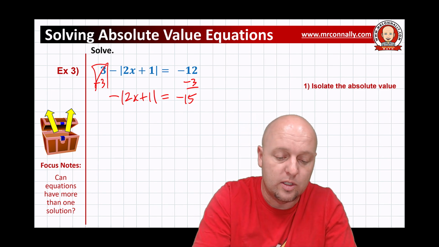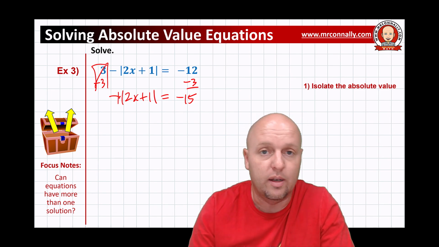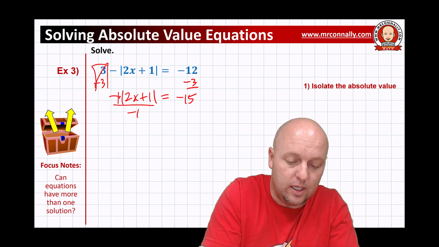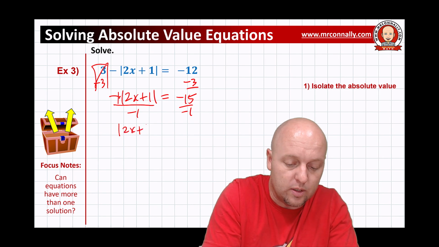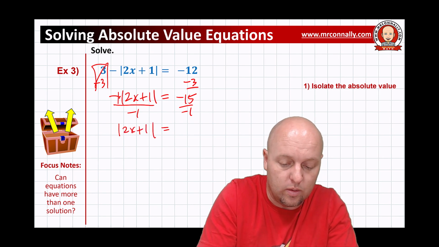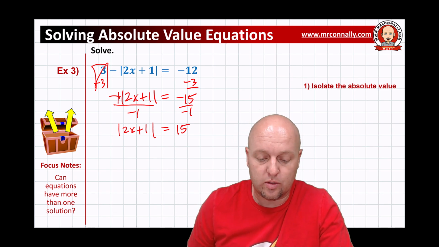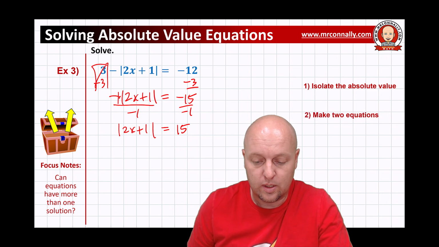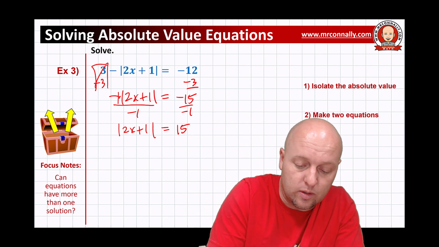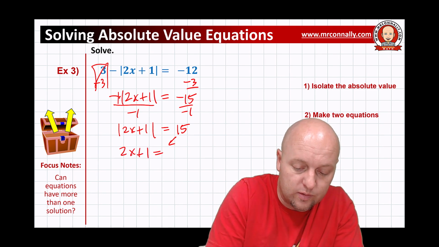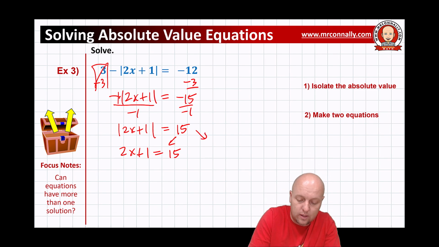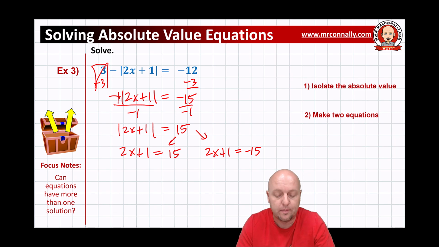And now this is like a negative 1 being multiplied in front of it. So we're going to divide by negative 1. And we get the absolute value of 2x plus 1 equals positive 15. Okay, now we've got the treasure by itself. And we can start making our two equations. So the two equations are going to be 2x plus 1 equals 15 and 2x plus 1 equals negative 15, the opposite.